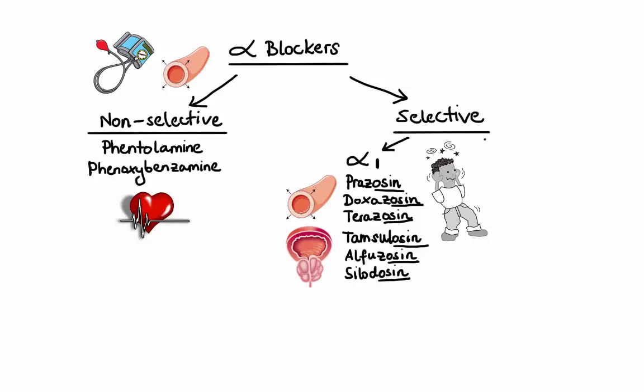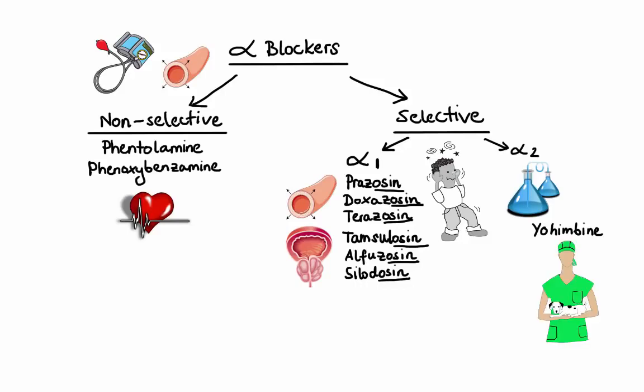Finally, what about alpha-2 selective blockers? Well, alpha-2 selective blockers have very limited clinical application in humans, and they're used mainly in research. One example of alpha-2 blockers that you might encounter is yohimbine, which can be found in some dietary supplements. However, there is not much beneficial evidence supporting its use in humans. On the other hand, yohimbine is used sometimes in veterinary medicine to reverse sedative effects of alpha-2 agonists such as xylazine.